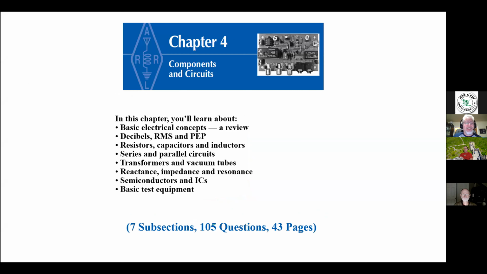So chapter 4 has basic electrical concepts, review, decibels, RMS, peak envelope power, resistors, capacitors, inductors. This is the big kahuna. Series and parallel circuits, transformers and vacuum tubes, reactance, impedance, and resonance, semiconductors and ICs, and basic test equipment. 7, count them, 7. And 105 questions and 43 pages. Boy, they stuff a lot of stuff in 43 pages.